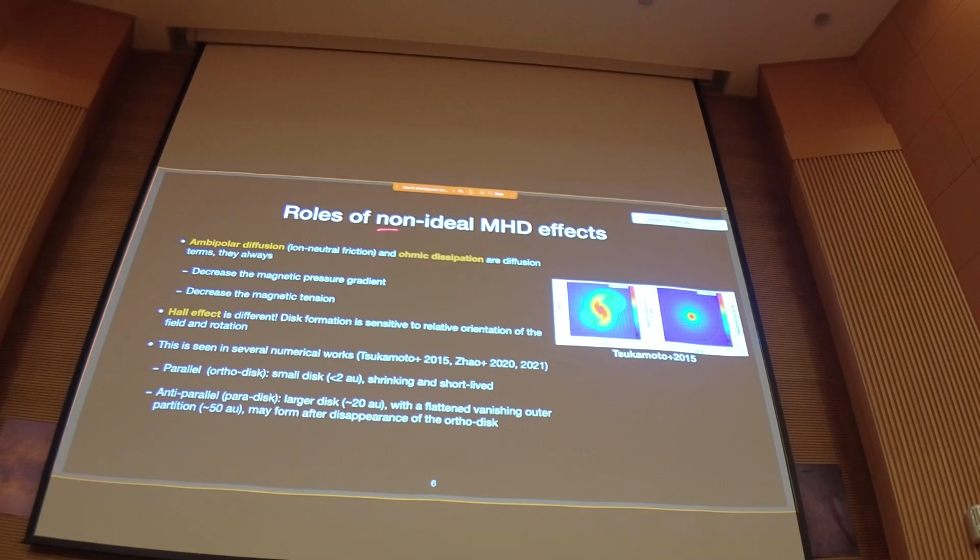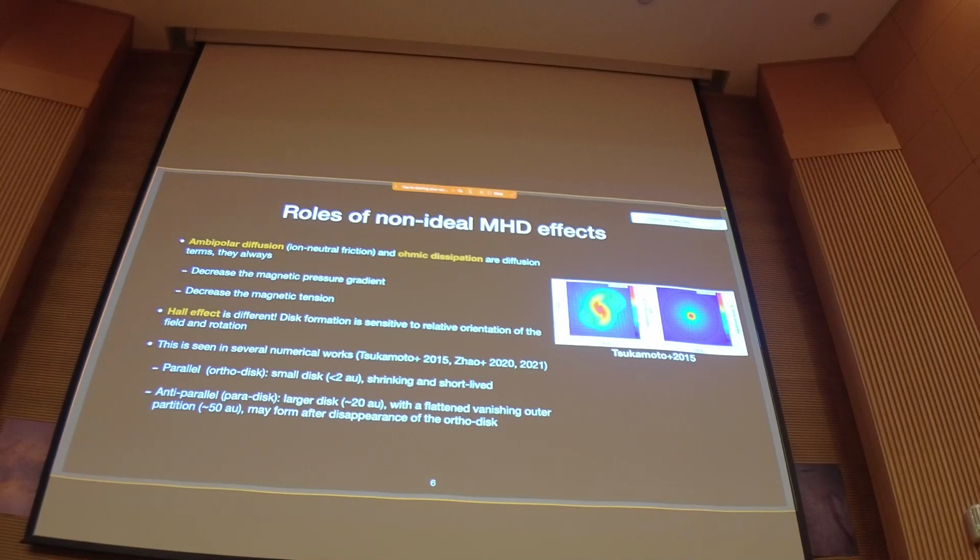And there's also ohmic dissipation. Ohmic dissipation operates at higher densities. So if you have even higher resolutions to probe the secondary disk around a tiny protostar, you might need to consider the ohmic dissipation, but this is less important in our context.